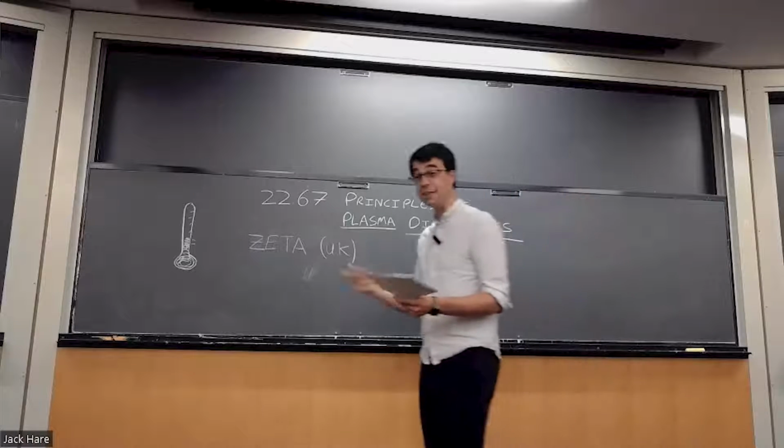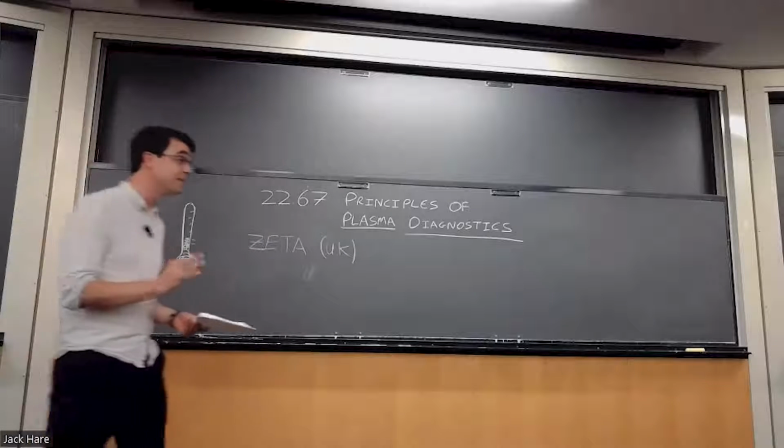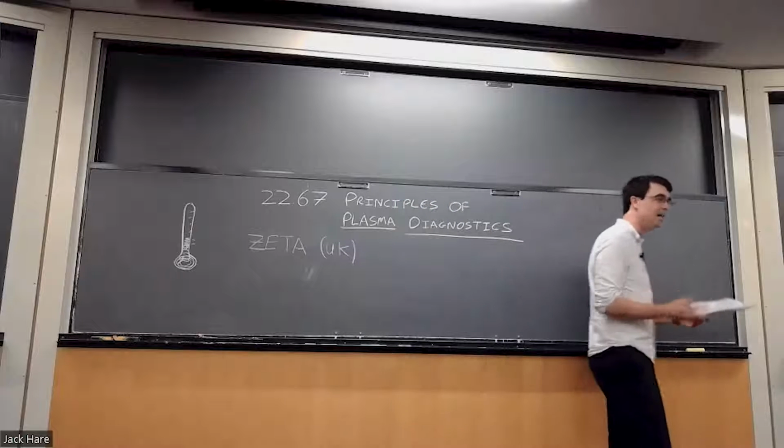If you're a theorist, I think you should still know about diagnostics. I think you should be very skeptical about your experimental colleagues. I don't think you should believe them when they say the temperature is 1 kiloelectron volt. You should ask where and when, and how sure are you?